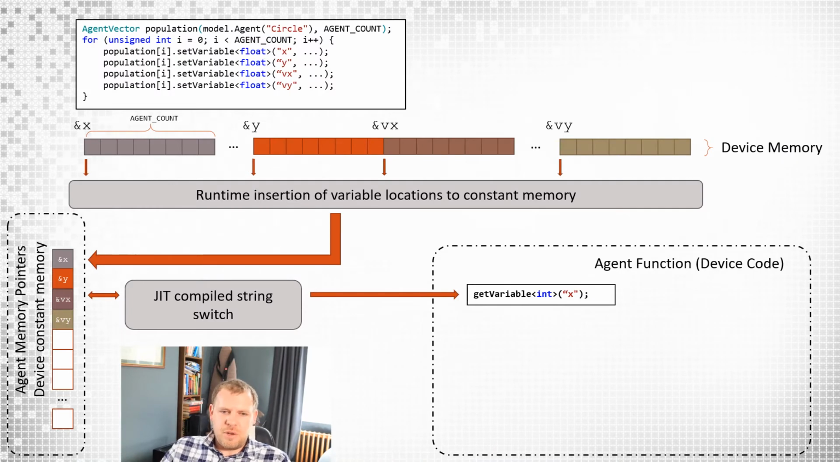So as with the previous example, we have a very similar situation: we have an agent function that says get variable. Again, it's called x and it's of type int. So we do just-in-time compiled string switch or string evaluation, and that will return to us the pointer to a particular variable. In this case, oh sorry, it would be this one, address of variable x. Again, this lookup table is pre-configured as part of the runtime code on the host side.